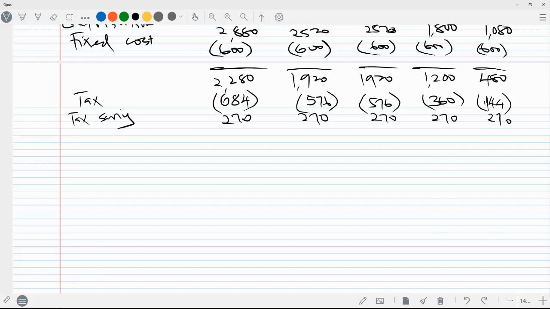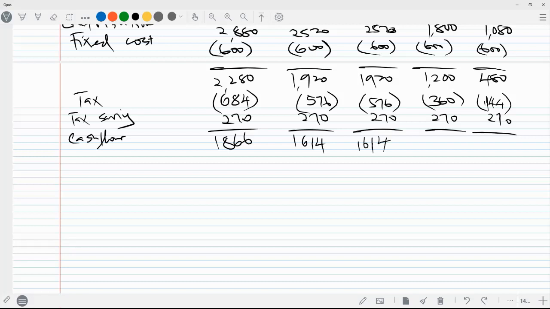Is there working capital? There's no working capital, and that's the cash flow. Year 1, year 2, year 3, year 4, year 5. For the first year, we get 1866. Second year, 1614. Fourth year, 1110, and fifth year, 606. We want to get NPV, so we count all the cash flows back to year 0.